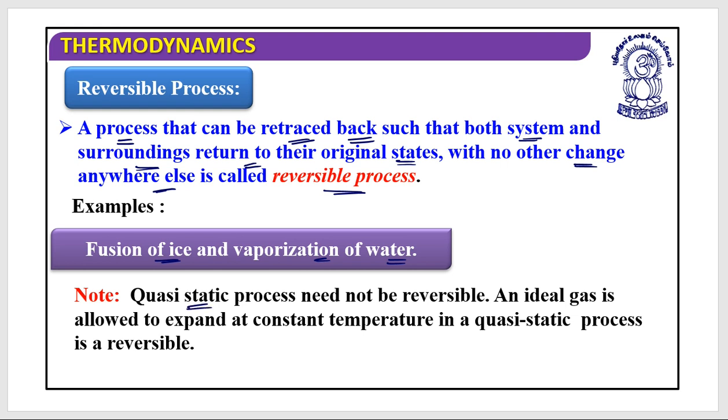A quasi-static process, as we have already discussed, is a process which takes place very slowly. An isothermal process is a quasi-static process. The quasi-static process need not be reversible, but when an ideal gas is allowed to expand at constant temperature in a quasi-static process, it is reversible.